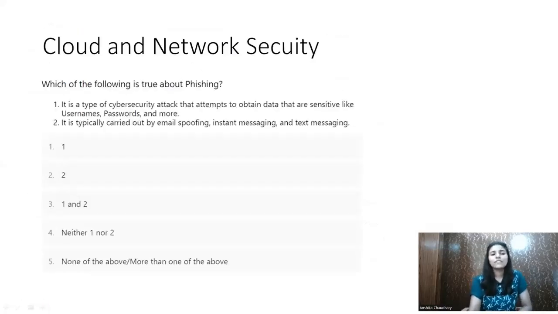So next questions are from cloud and network security. Which of the following is true about phishing? It is a type of cyber security attack that attempts to obtain sensitive data like usernames, passwords, and more. This is absolutely correct. And it is typically carried out by email spoofing, instant messaging, and text messaging. So both are correct. Okay, so 3 will be the answer. 1 and 2 both are correct. So let's move on to the next question.